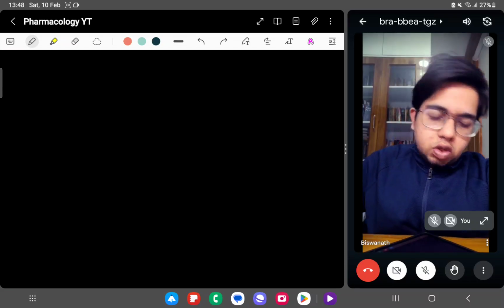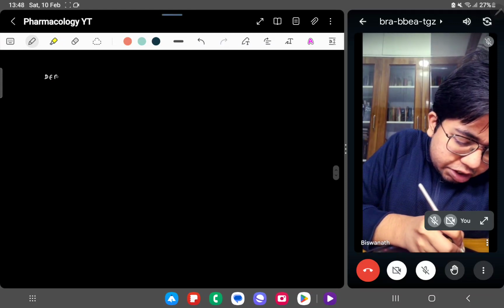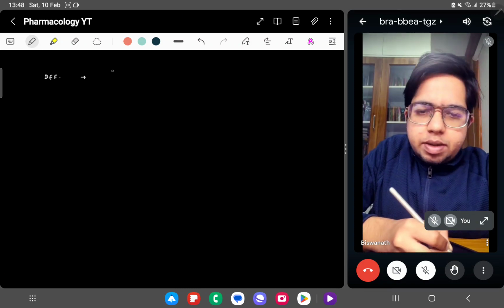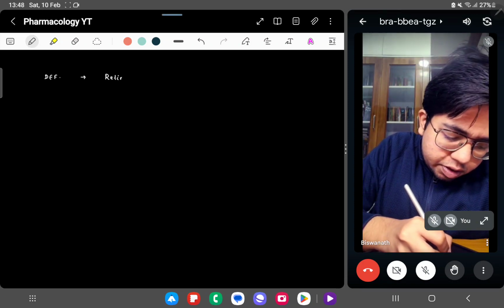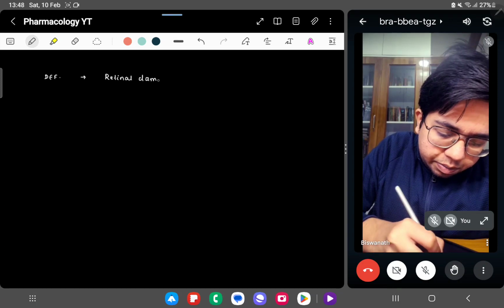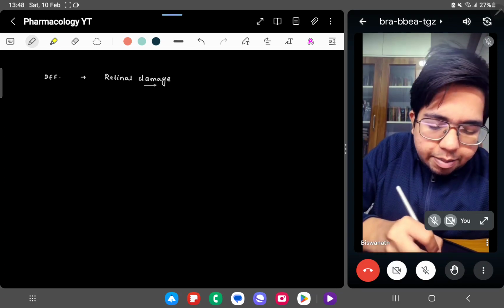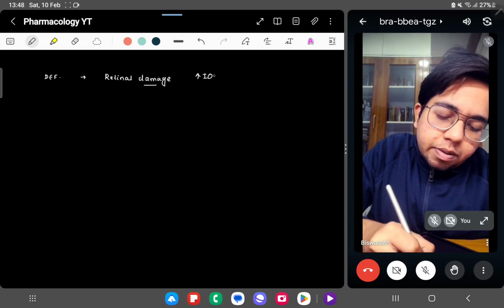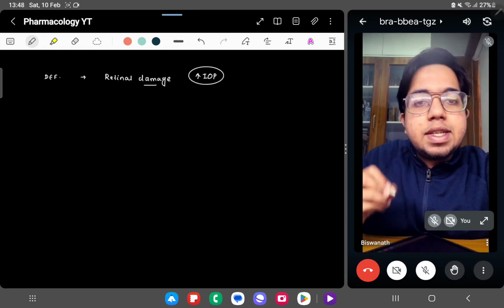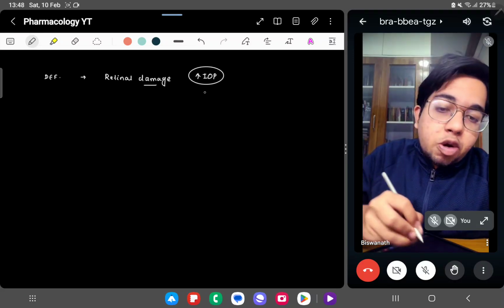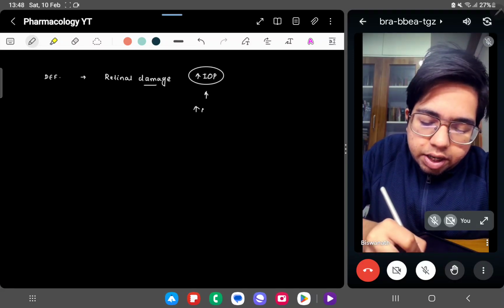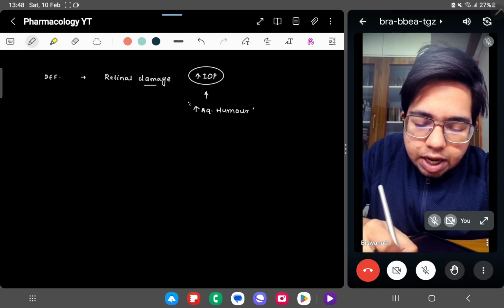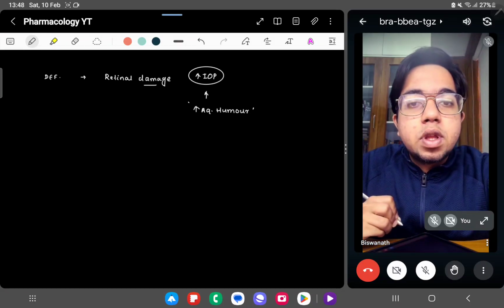So, due to decreased outflow, increased secretion, whatever may be the cause, there will be occurrence of your glaucoma. Okay. So, let's write what is the definition. The definition is the retinal damage. You can just simply write retinal damage. Retinal damage, and this retinal damage is due to increased IOP, that is intraocular pressure. And this increased IOP in turn is due to increased aqueous humor.